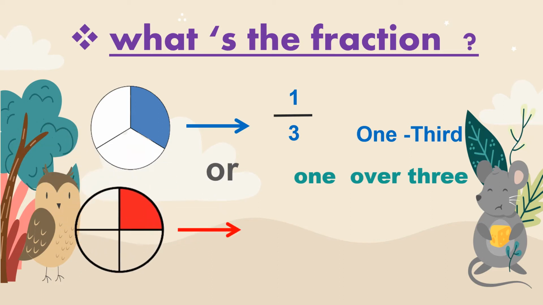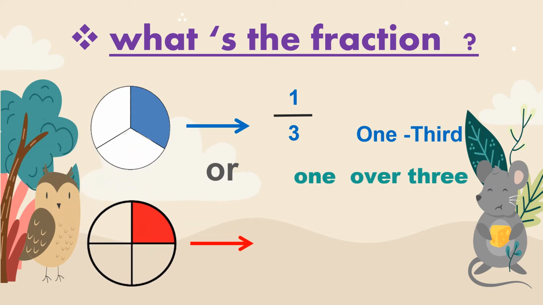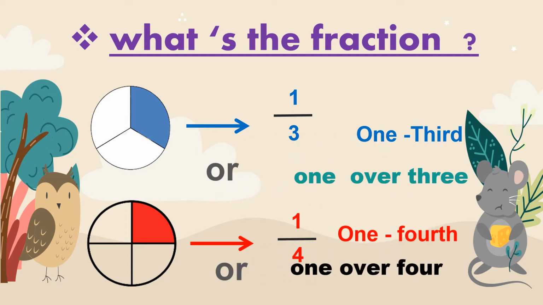If I have this shape divided into 4 parts, 1 part colored only, how can I write this in the fraction? How many parts do I have? 1, 2, 3, 4, and the colored parts 1. So I will write 1 over 4. How can I read this? 1/4 or 1 over 4.